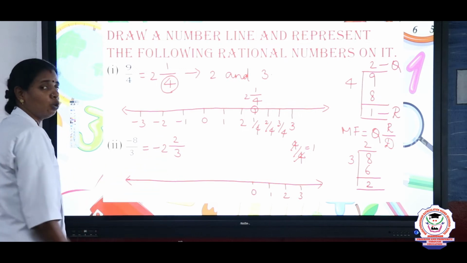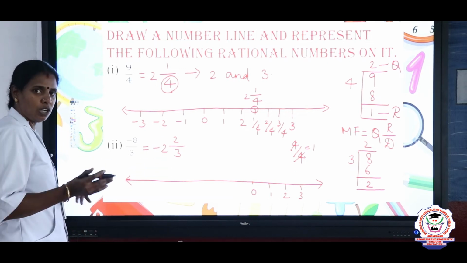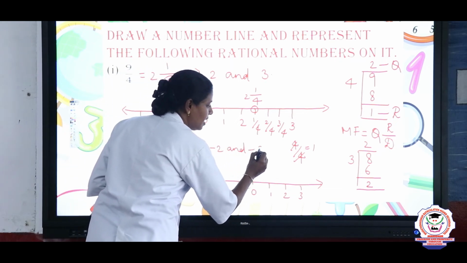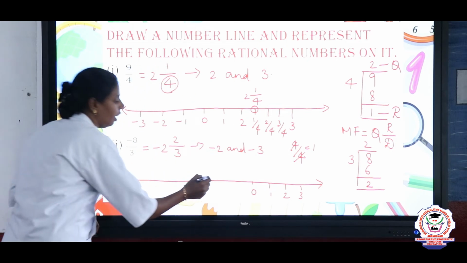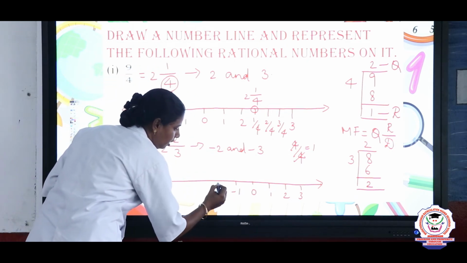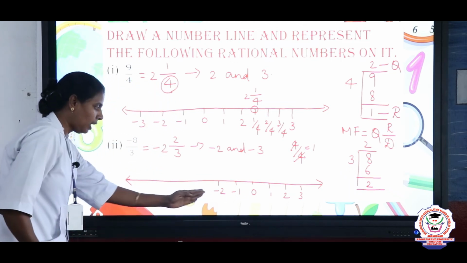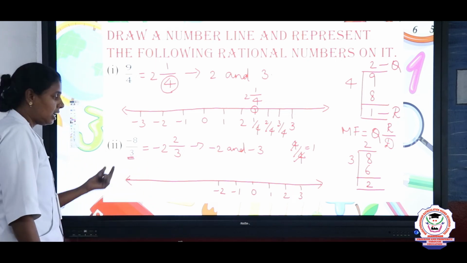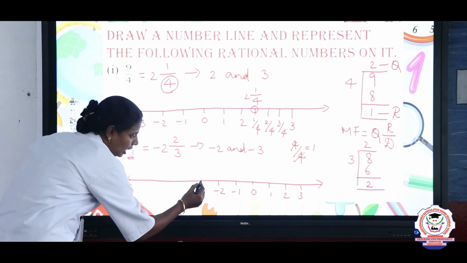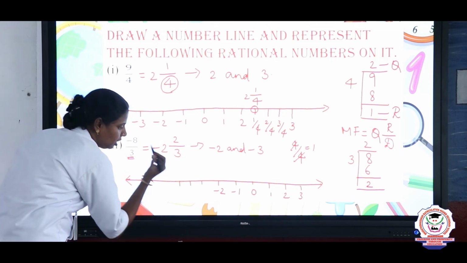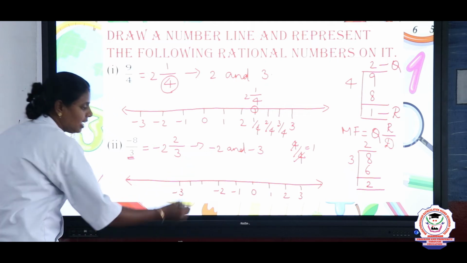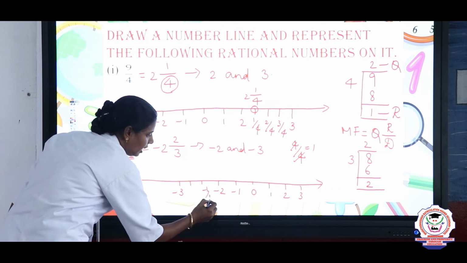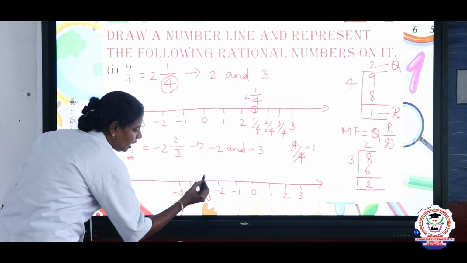So this minus 2, 2 by 3 lies between which two numbers? Minus 2 and minus 3. Is it clear? Now next to 0 it is minus 1, minus 2. So between minus 2 and minus 3 we are going to divide into how many equal parts? 3, because the denominator is 3. So divide into 3 equal parts: 1, 2, 3. The third part is what? Minus 3. Then what about these? This is minus 1 by 3, minus 2 by 3.